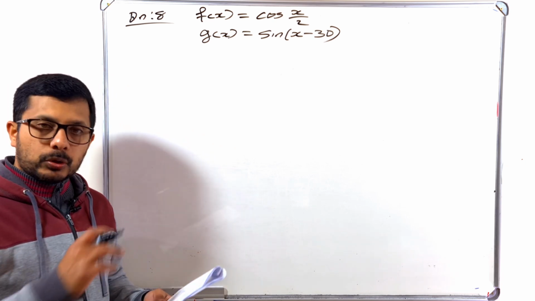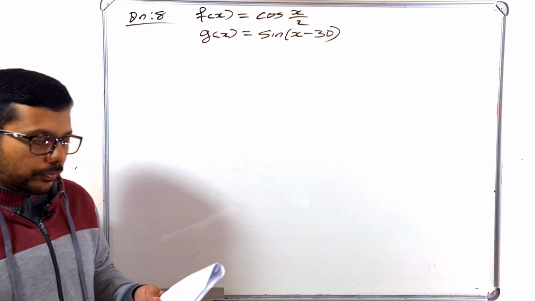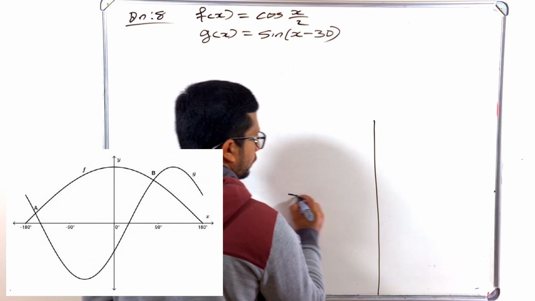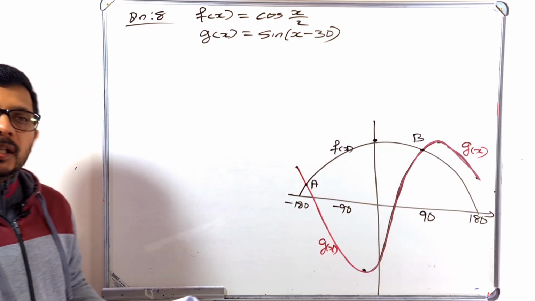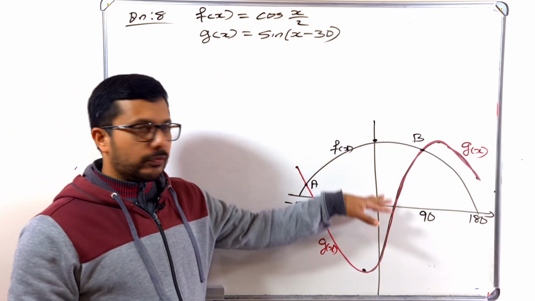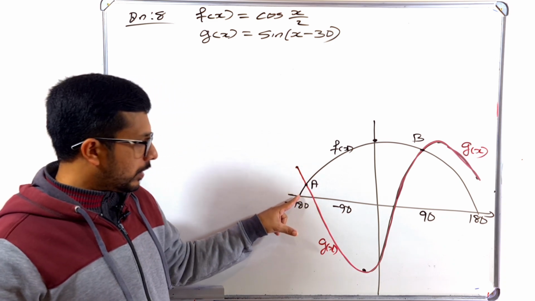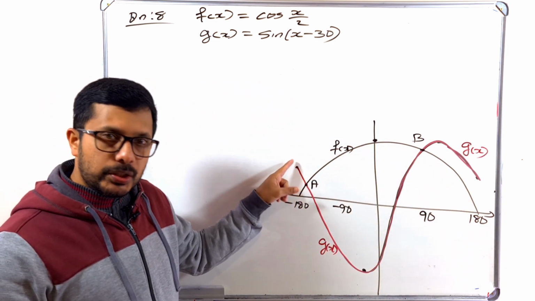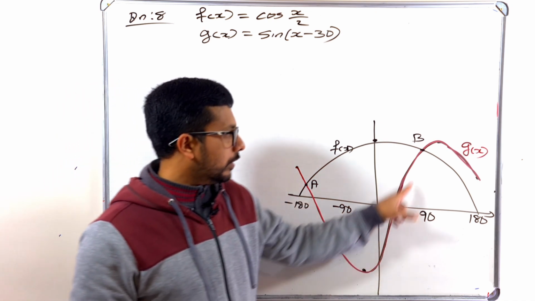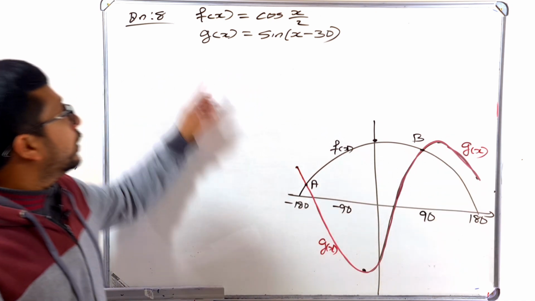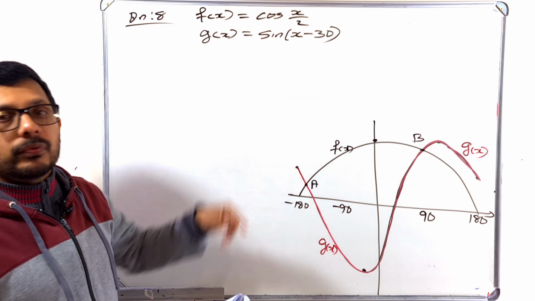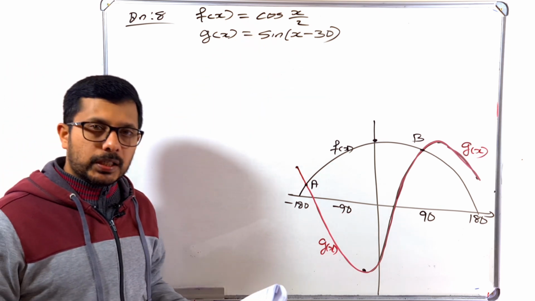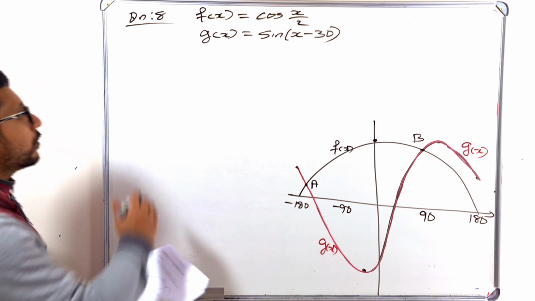So first of all let me draw that graph. Then based on that one we can do the remaining questions. Okay, so here this is the graph, these are the two graphs given. One is f of x, starting from minus 180 to 180, and the other one, the red one, is g of x, like this. This one is the g of x graph. The equations of the graphs are also given. f of x is cos x by 2 and g of x is sine of x minus 30.